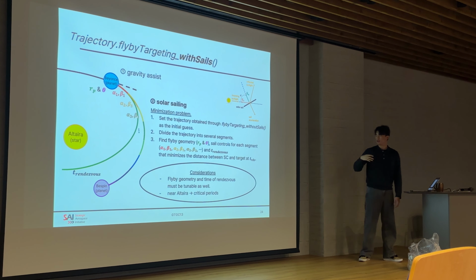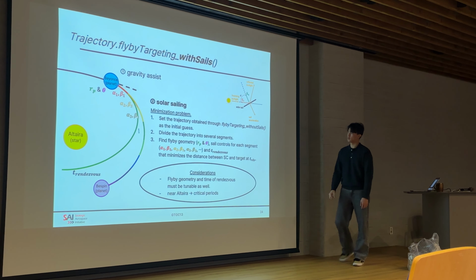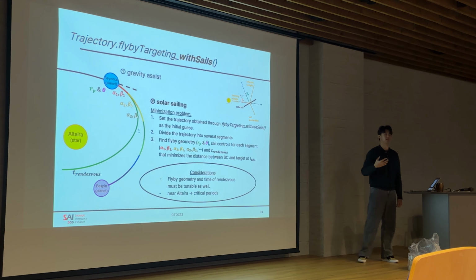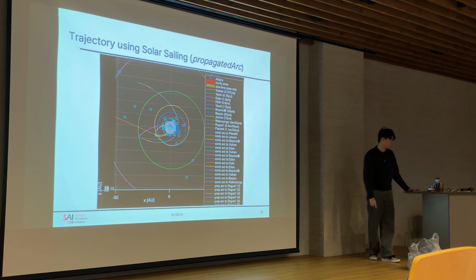That is the reason why the RP and theta should be tunable as well as the control angles. And we should also be aware that the period near Altaira is the most critical period, because it is when you can use the most acceleration from those solar sails. So this is an example plot of using those solar sails.